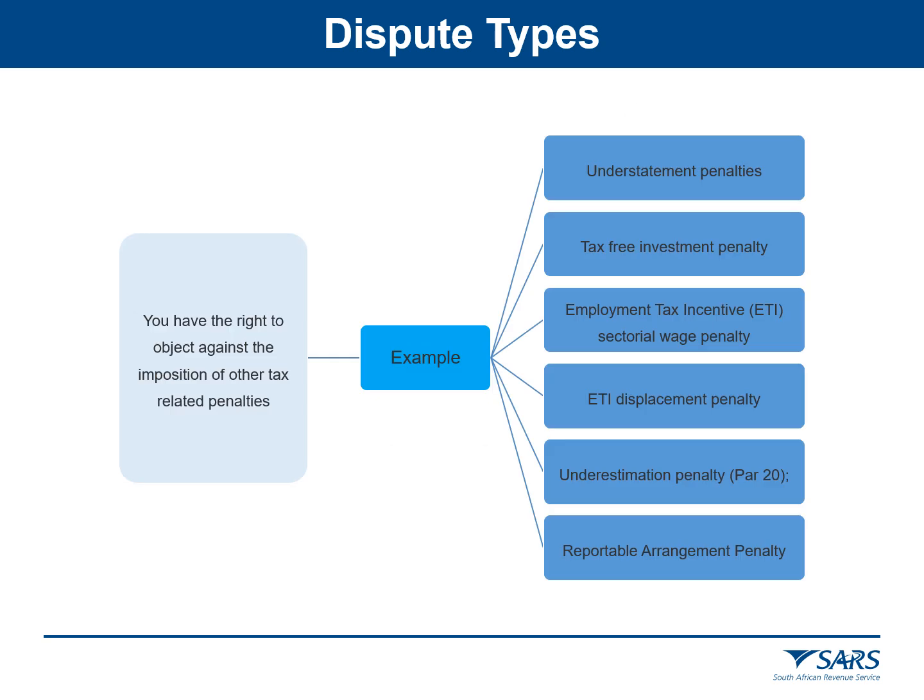You have the right to object against the imposition of other tax-related penalties. Example, understatement penalty, tax-free investment penalty, employment tax incentive ETI on sectorial wage penalty, ETI displacement penalty, understatement penalty in terms of paragraph 20, reportable arrangement penalty.